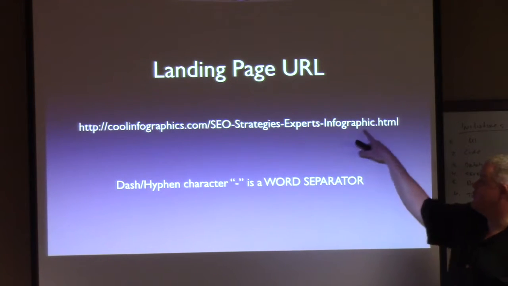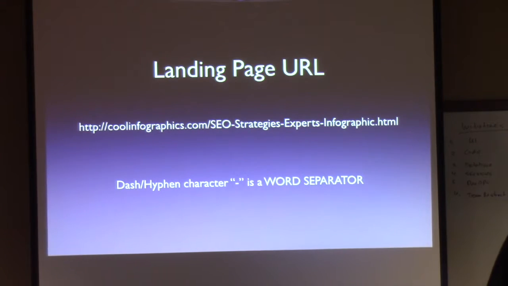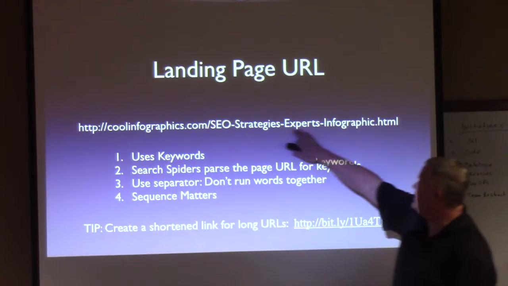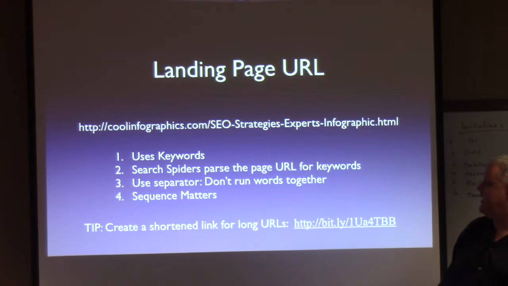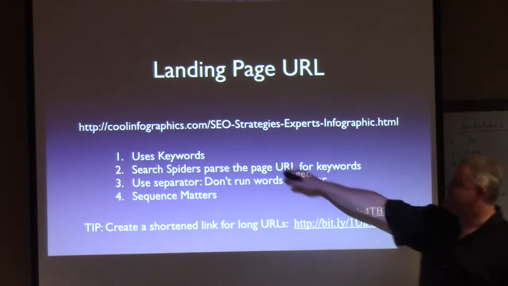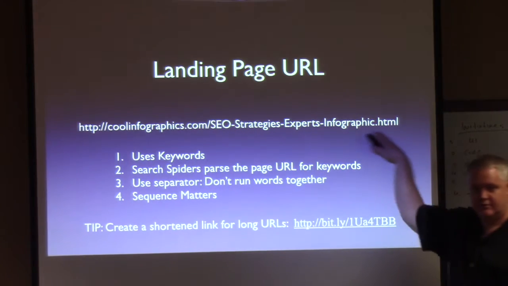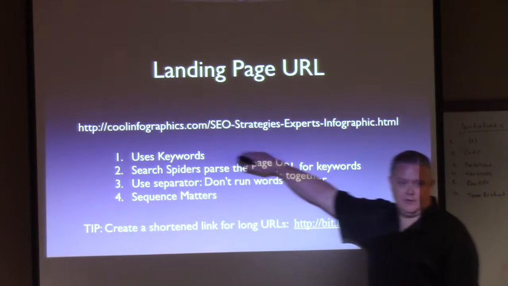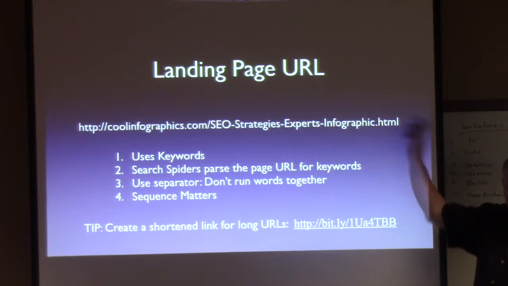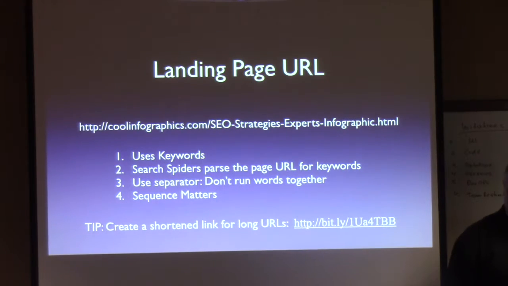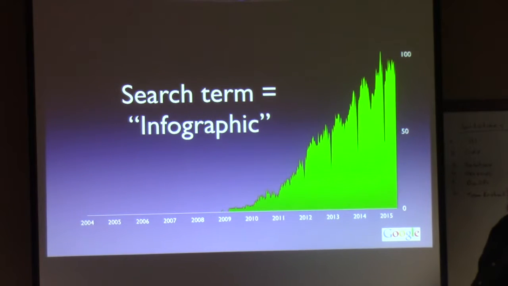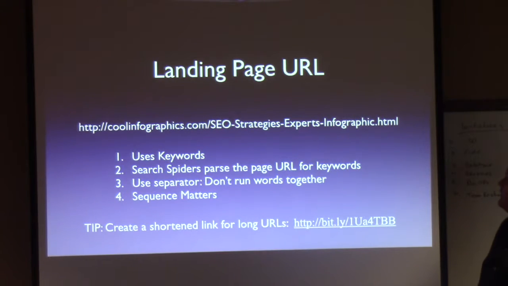So in your URLs, you want to use hyphens. So here's our landing page URL, right? It uses keywords, it uses hyphens so it can parse the words in that. We're not running them together. The sequence of words matters. Words up front are more important than words at the end. So I usually tack infographic on the end, because, as we saw earlier, people are searching for infographics, right? So I usually stick that in the URL as well.